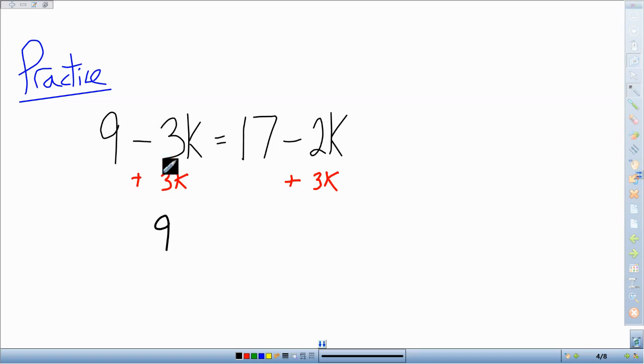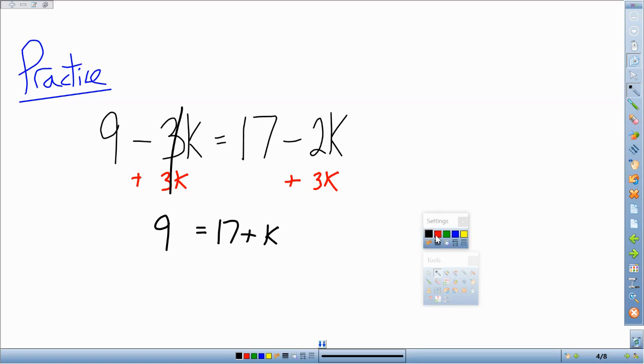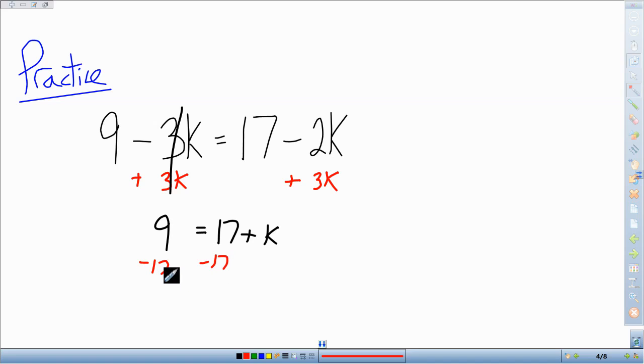So I got a 9 on the left. Those are gone. 17. And then 3k minus 2k gives me a positive 1k, or we just read it as k. We don't need to put the 1 there necessarily. Basically last step, because this is a one-step thing, I just need to subtract 17 from both sides. And it looks like we're going to get negative 8 equals k, and flip it around, k equals negative 8.